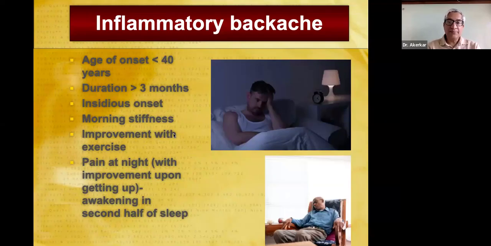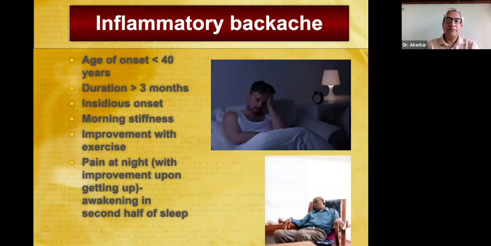Patient can sleep, he goes to sleep, but wakes up particularly in the second half of sleep, that is 4 o'clock, 5 o'clock, purely because of pain. This is exactly which is very classical of inflammatory backache for the reasons that I told you. So patients would give you history, 4 बजे 5 बजे नींद खुल जाती है और उसके बाद इतना दर्द होता है कि I just can't go back to sleep. I have to sleep like this in a chair after 4 o'clock, 5 o'clock. This is something very classical of inflammatory backache.